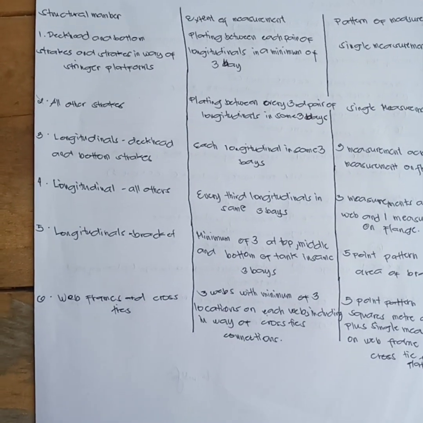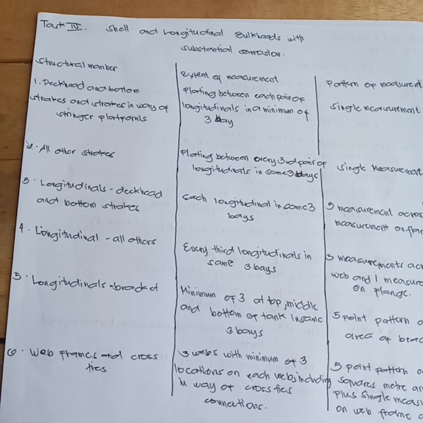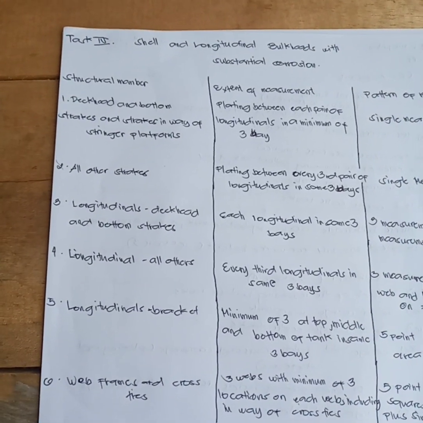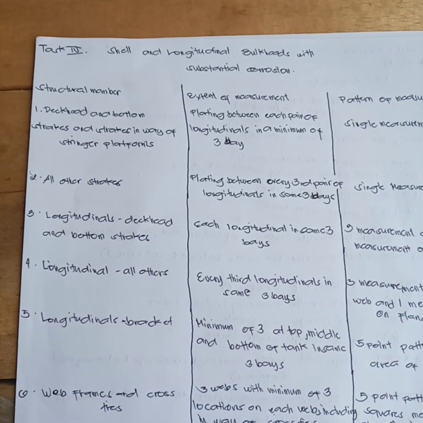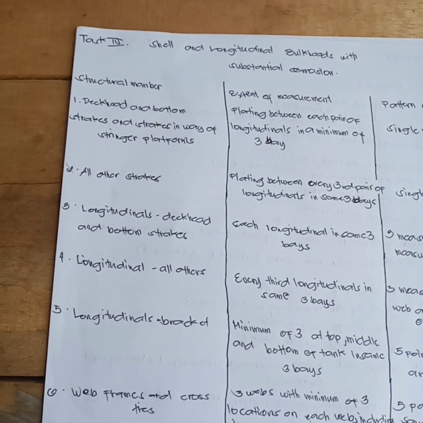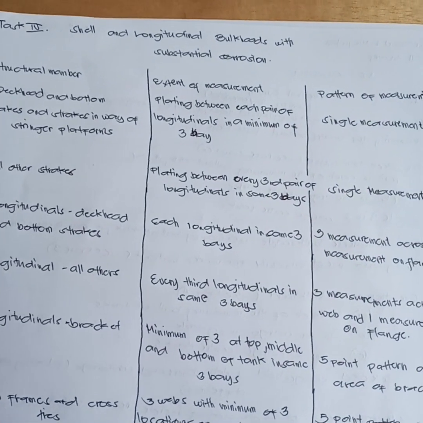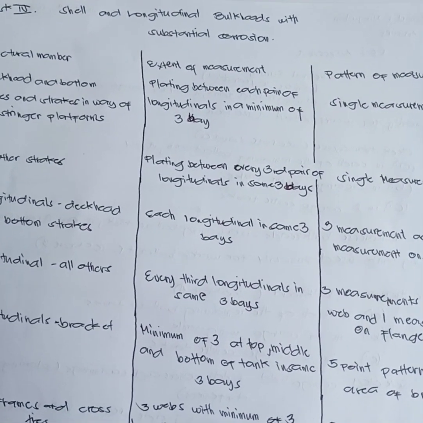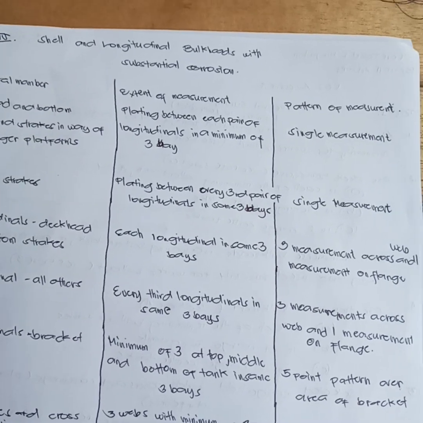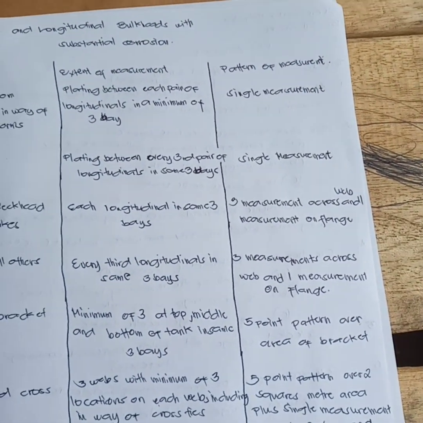So the last part is task 4. Shell and longitudinal bulkheads with substantial corrosion. Structural member, extent of measurement, pattern of measurement. 1 is deck head and bottom strakes in way of stringer platforms, plating between each pair of longitudinals in a minimum of 3 bays, and the pattern of measurement is single measurement.